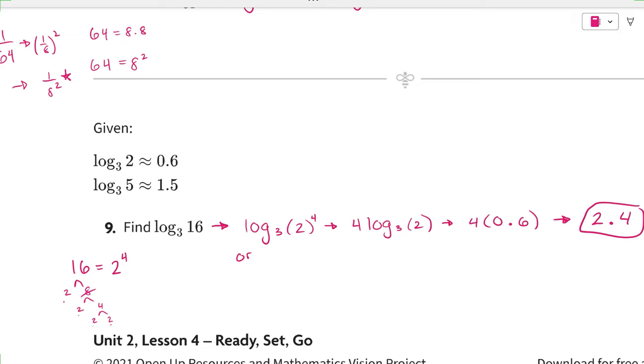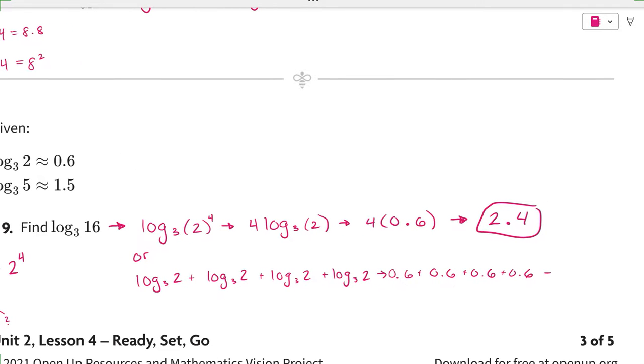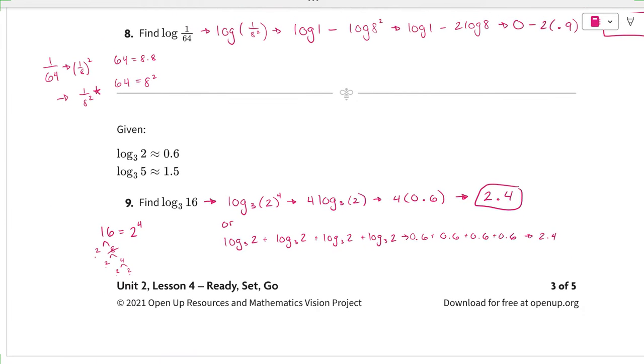Again, you could have actually done log base 3 of 2 plus log base 3 of 2 plus log base 3 of 2 plus log base 3 of 2, but it's just so much more writing, right? Because that's 0.6 plus 0.6 plus 0.6 plus 0.6. So is that 4 of them? 1, 2, 3, 4. Yeah. So we still get 2.4 as the result, but I think using powers is a little bit faster.